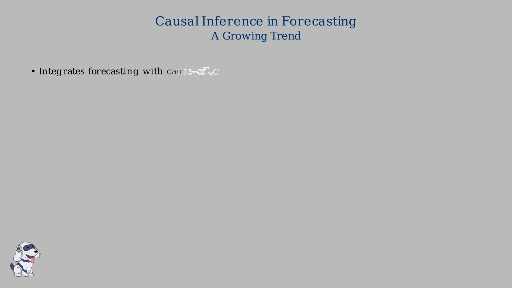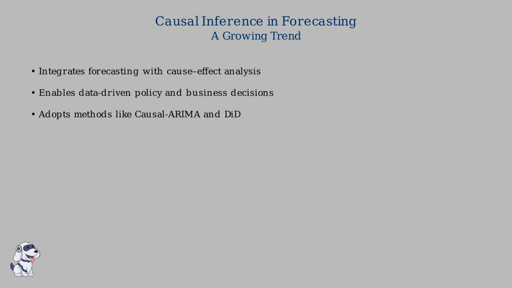Causal inference is transforming forecasting. First, it brings cause and effect analysis into time series models. Second, it supports robust policy and business decisions. Third, it leverages specialized methods such as causal ARIMA and difference in differences. Causal ARIMA extends traditional ARIMA by estimating intervention effects when no direct control group is available.